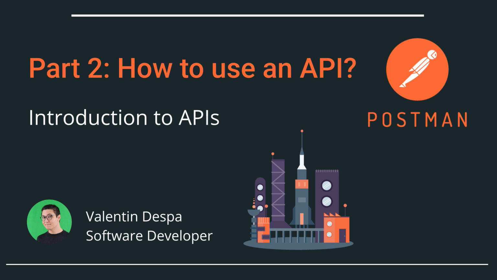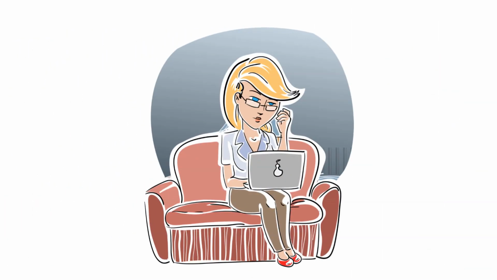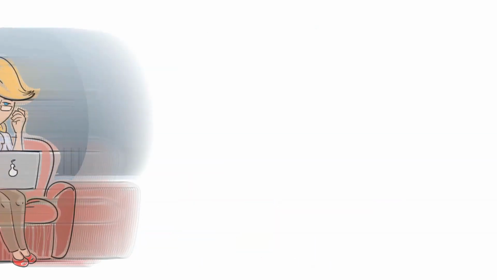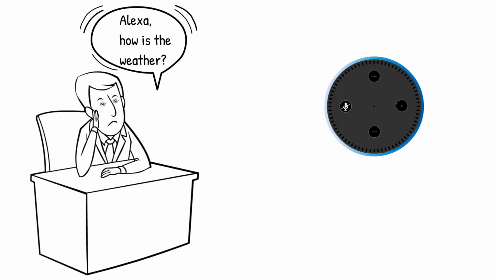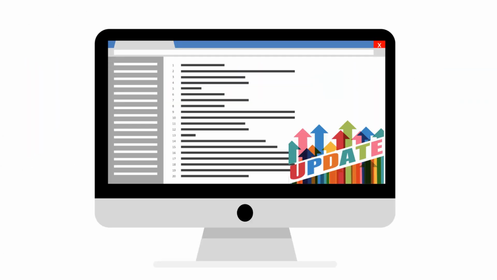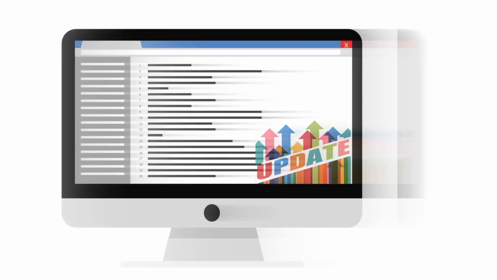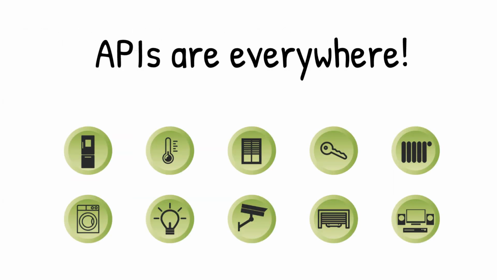Now let's get started with the tutorial. Without knowing it, you are using APIs most of the time: when sending a message on WhatsApp, when asking Alexa a question, or when a software informs you about the latest version that was released and invites you to update. APIs are so widespread and used for various purposes.